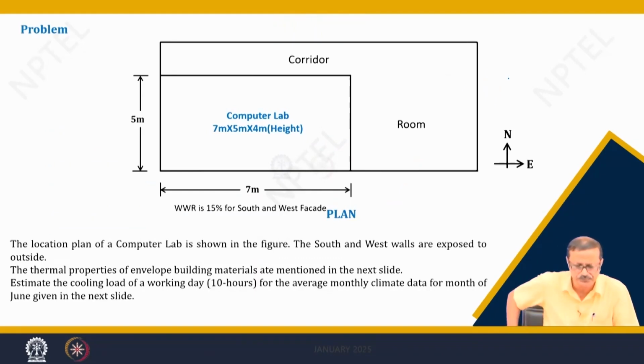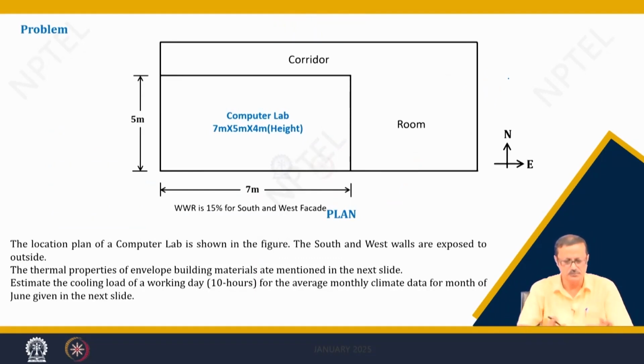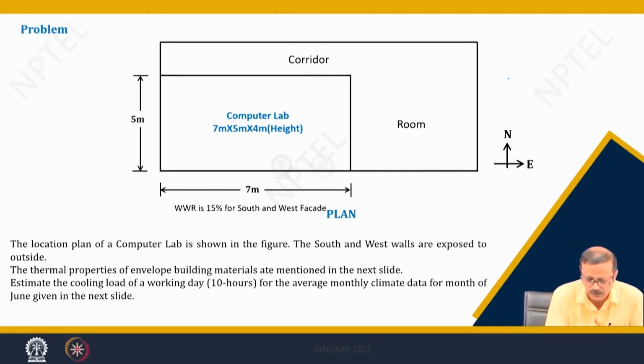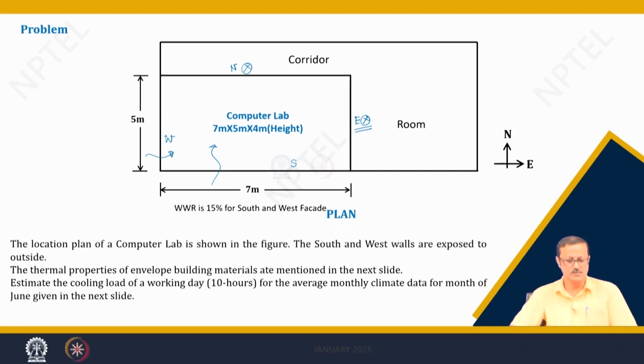So, suppose I have taken a small building room that I have mentioned as a computer lab, which is the southwest corner of a building, and the other two sides are not exposed. The north is not exposed to the outdoor, and the east is also not exposed to the outdoor. Okay. So, these two are not exposed. So, only the heat gain will be possible from the south and the west, and also from the roof.